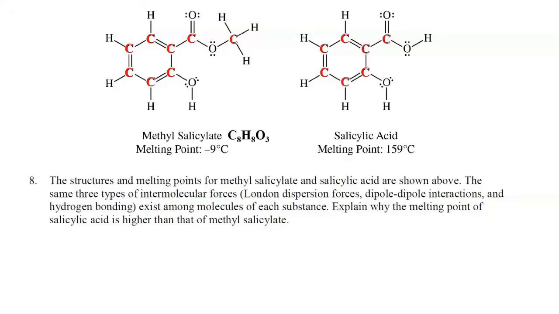I see 6 hydrogen atoms and 3 oxygen atoms. So C7H6O3. So they're very similar, but I would say methyl salicylate has a slightly larger electron cloud.